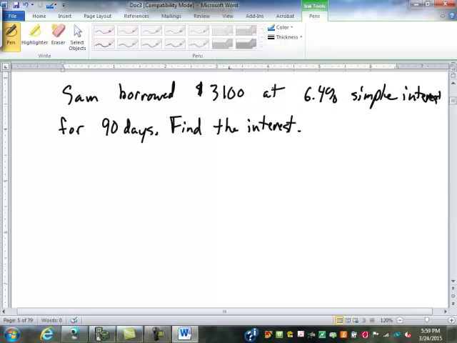Looking at this problem, you would think there's enough information there, but there's not. Days. Well, it's 90 days, so you'd think, oh, there's 90 over 365. But it's not quite that simple. In the banking world, there are actually 2 types of interest when you get down to the day. There's what's called ordinary, and there's exact. If you had your basic accounting class, you've probably heard those terms before.